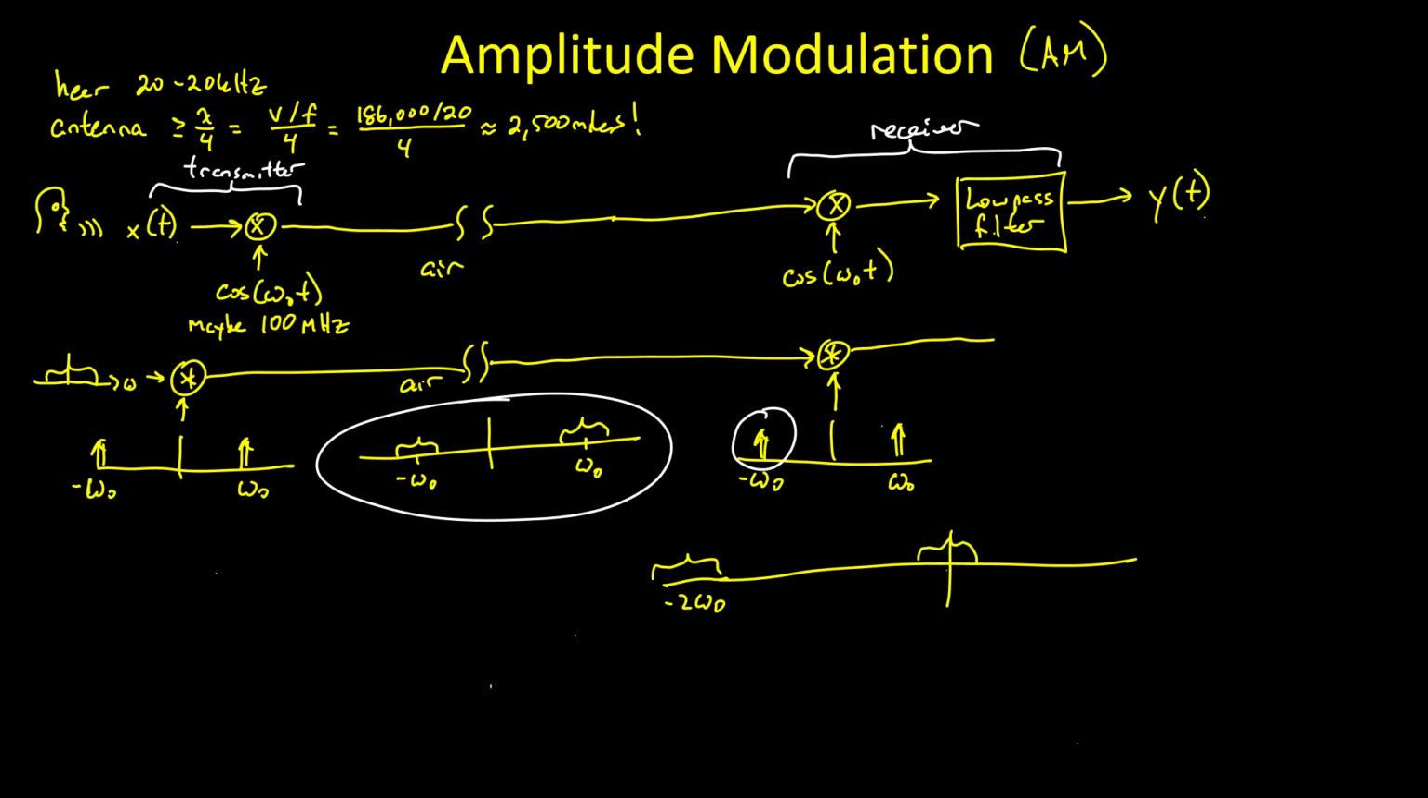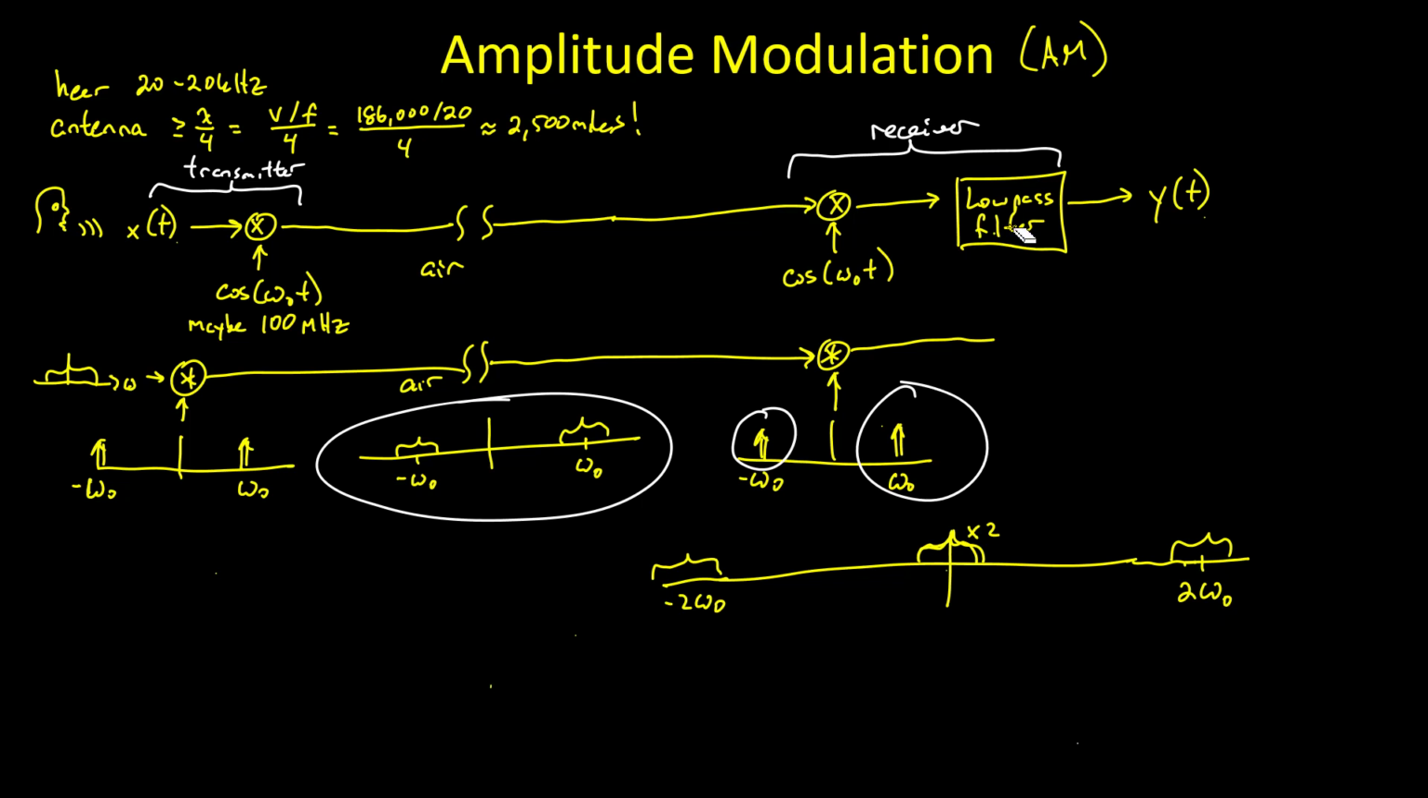Now let's do it for the right one. That will shift everything to the right, so this becomes minus omega naught plus omega naught. So that will be minus omega naught here. There'll be two of those. I'll call that times 2. And then there's the omega naught shifted to the right by omega naught. So we have one off here at plus 2 omega naught.